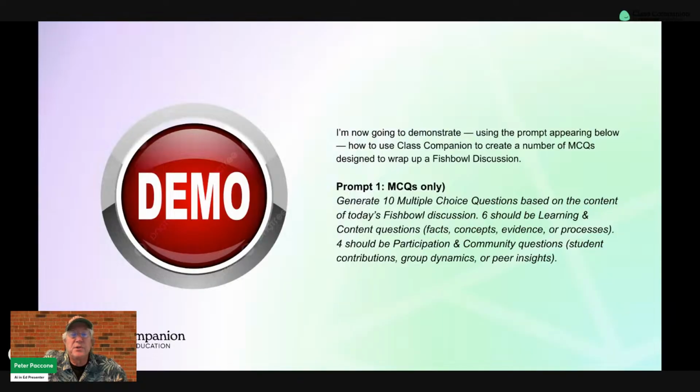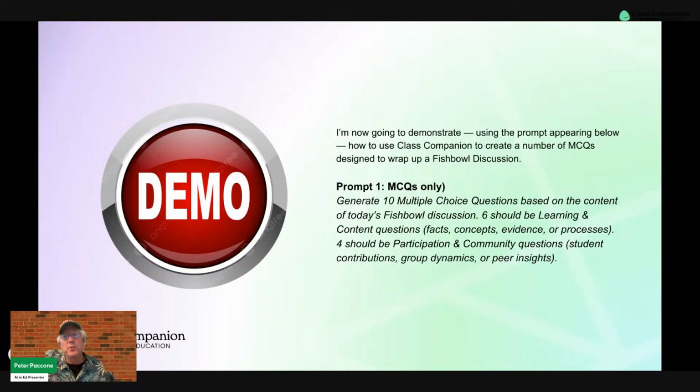Questions 1 through 6. Oh, look at that. It's even going to guide us a little bit on the types of questions, focus on historical content and the evidence discussed. And question 7-10, focus on participation, group dynamics, and peer insights. Choose the best answer. Love the little introduction. Very helpful for a student.